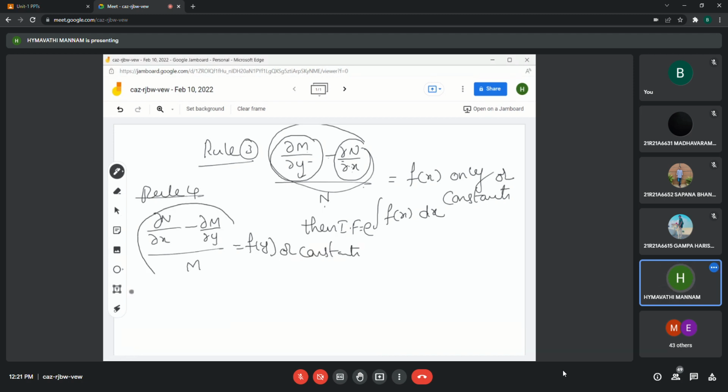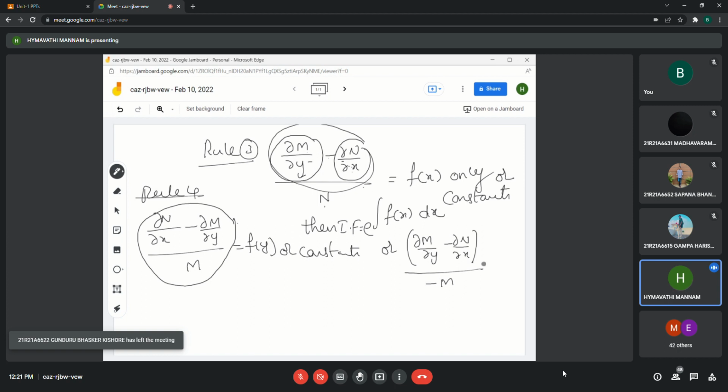You can also write this as dou m by dou y minus dou n by dou x, put in brackets, whole divided by minus m. If you observe rule 3 and rule 4, the numerators are the same, and the denominator is n here and minus m there. If this is a function of y only, or a constant, then the integrating factor is e power integral f of y dy.